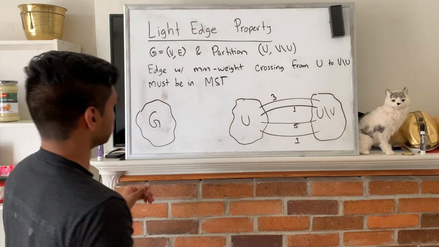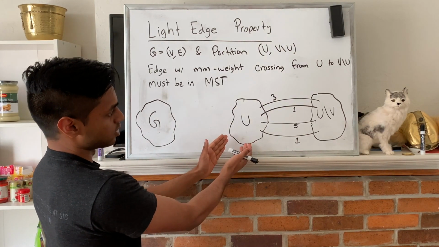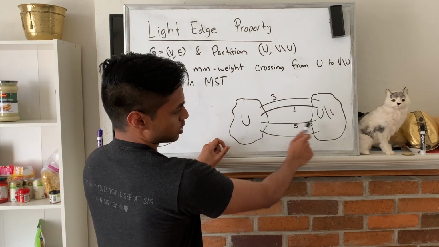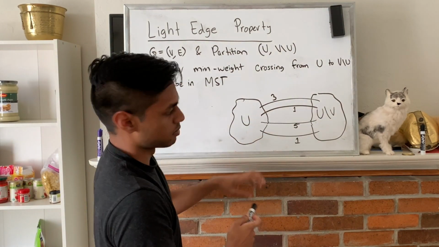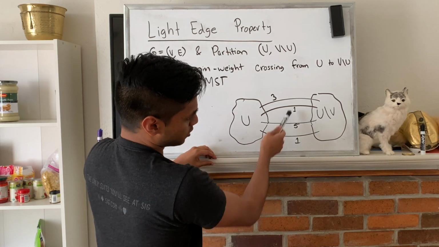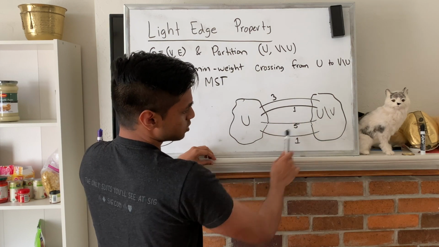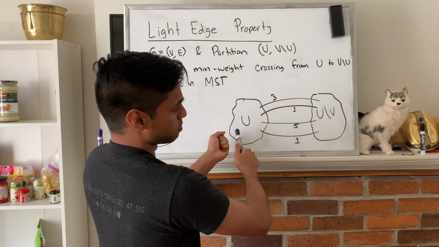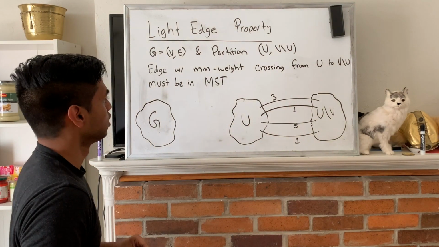So what does that mean, right? So if we have some graph G over here, and I partition all the vertices into U and V minus U, we have some set of edges that might be crossing this partition. And the light edge property states that the minimum edge must be in the MST. So in this case, we have two minimum edges. In this case, we have an edge of 3, 1, 5, and 1. So these two edges are of minimum weight crossing this partition, and one of them must be in the MST. So that's the light edge property.